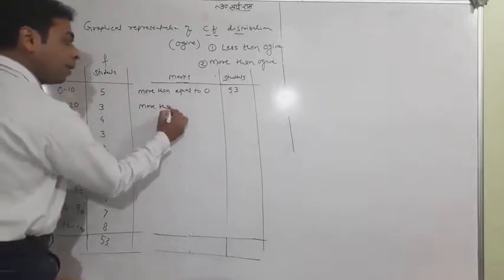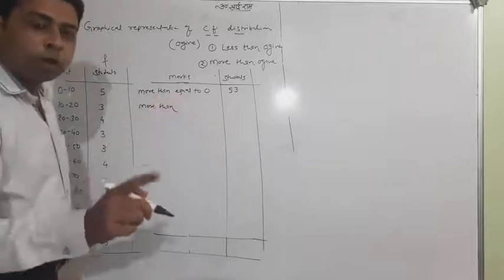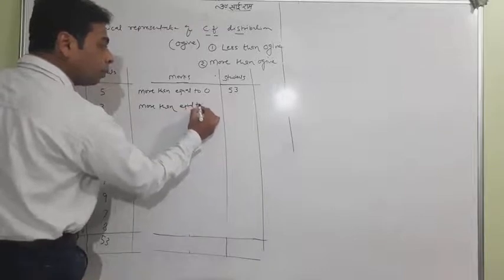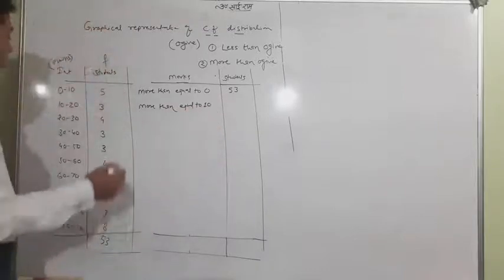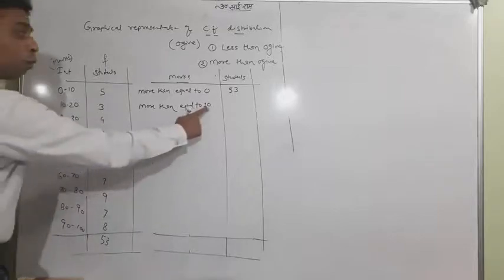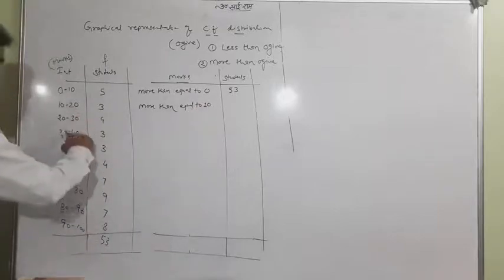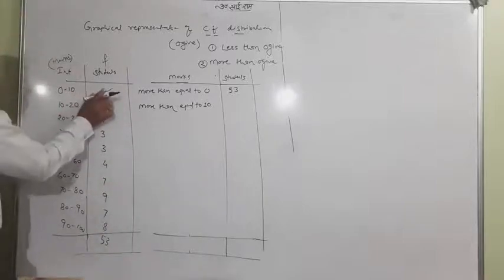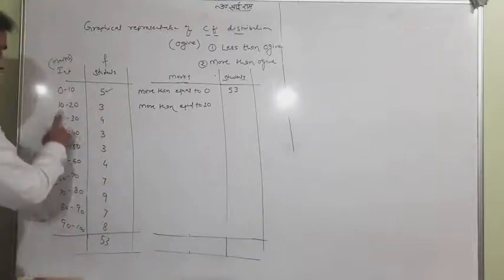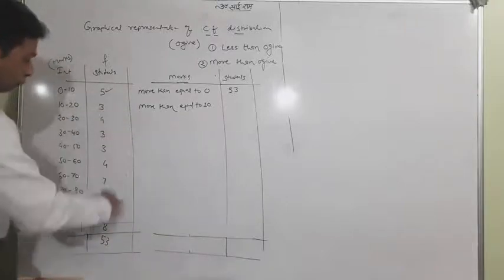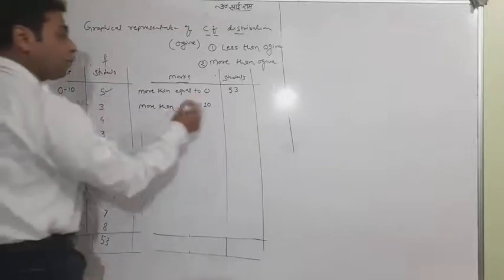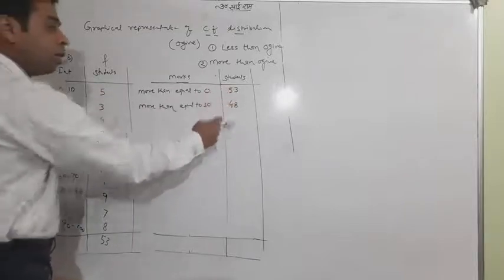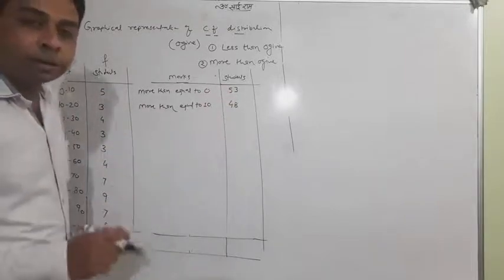Suppose I write here, in case of more than, I told you always use the lower limit. So more than or equal to 10. What does its meaning? From 10, more than or equal to 10, meaning 10 to 100. How many students got 10 to 100 marks? The whole was 53. This was the data of 0 to 10, so definitely more than 10 will exclude that out of 53. So 53 minus 5 is going to be 48. You have to subtract 5 from 53. You will get those who got marks more than 10.